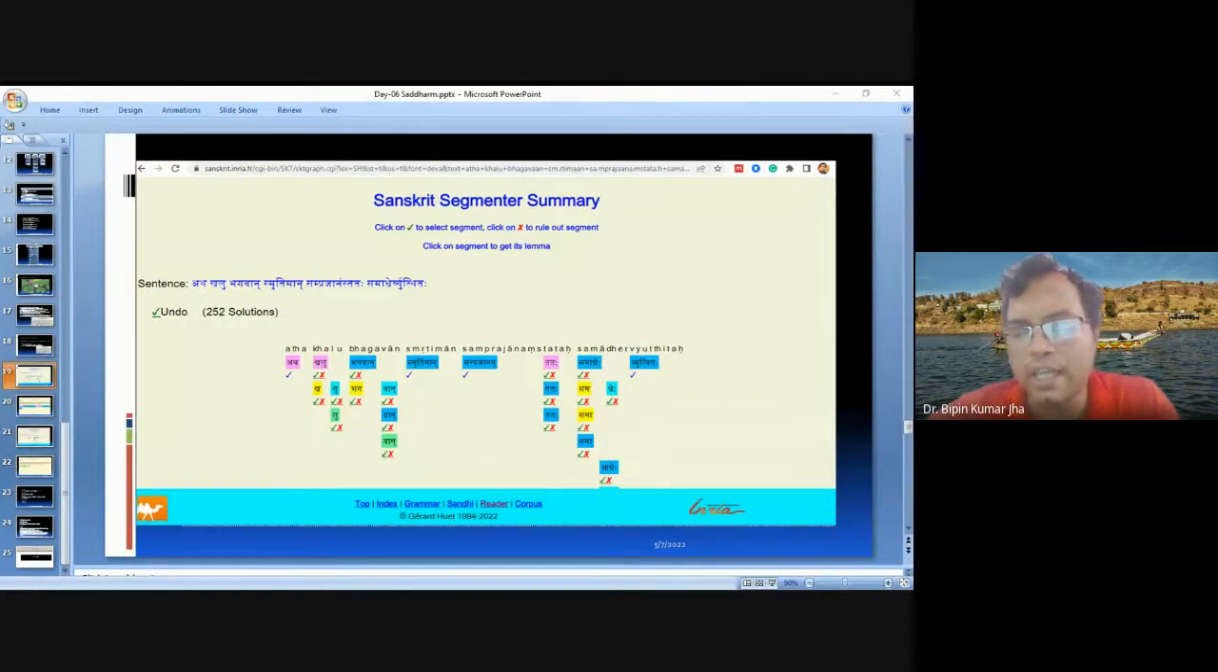Then it will split the sentence. Later on, you need to choose which dictionary you are using, either the Monier Williams dictionary or a different dictionary. Then it will give the meaning according to that one also. Because you know very well, computational tools are not a different thing; they give back only what we have given.